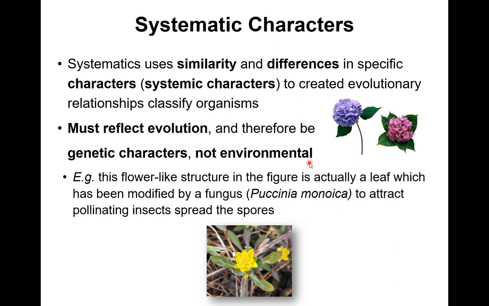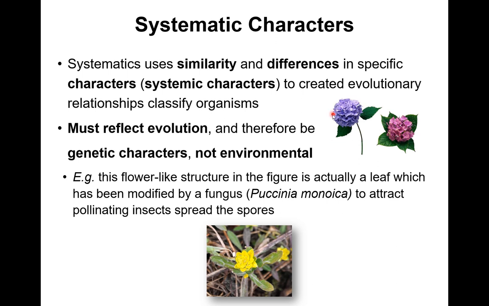Now one important thing, systematics and phylogeny are based on evolution. And evolution, I hope you got by this point from the previous lectures, acts on genetic material. So systematics, since it's trying to represent, particularly with the phylogenetic trees, the evolutionary relationship between organisms, can only focus on genetic characters, not environmental characters.